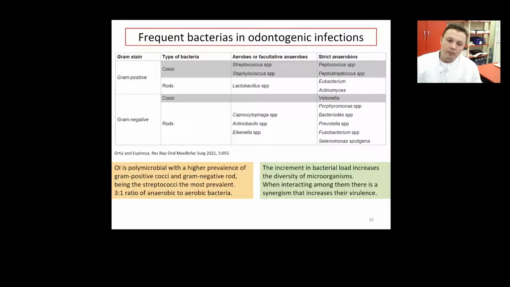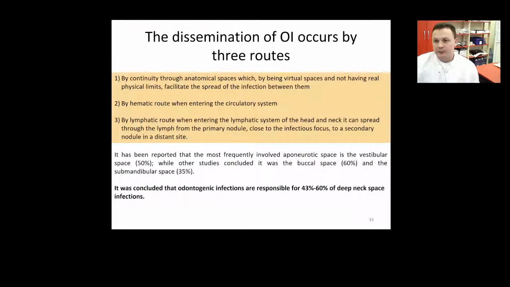OI is polymicrobial with a high prevalence of gram-positive cocci and gram-negative rods, streptococci being the most prevalent. There is a 3-to-1 ratio of anaerobic to aerobic bacteria. Anaerobic bacteria are found in 75%, while aerobic bacteria are found in 25%. The increment in bacterial load increases the diversity of microorganisms. When interacting among them, there is a synergism that increases their virulence.